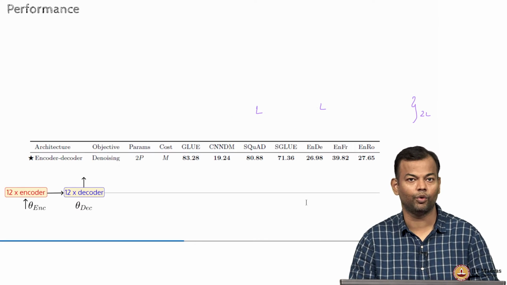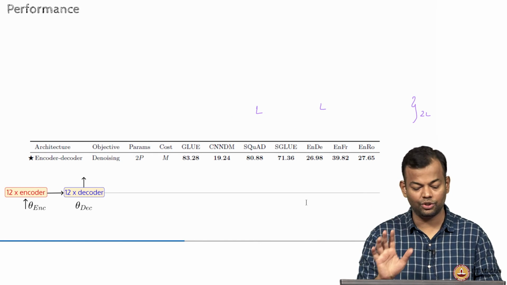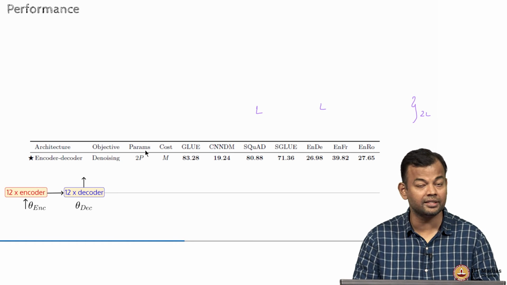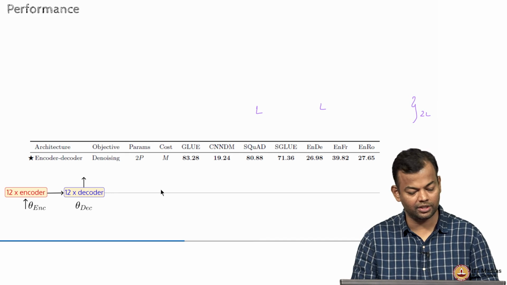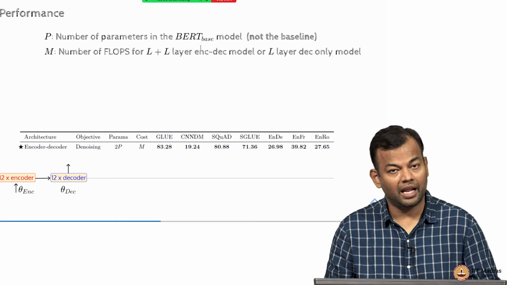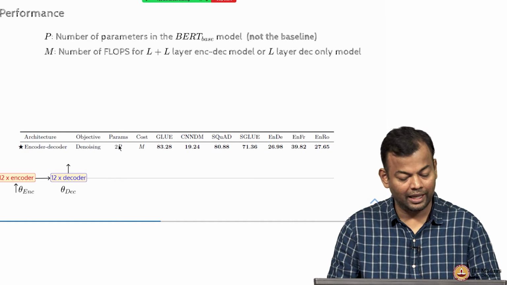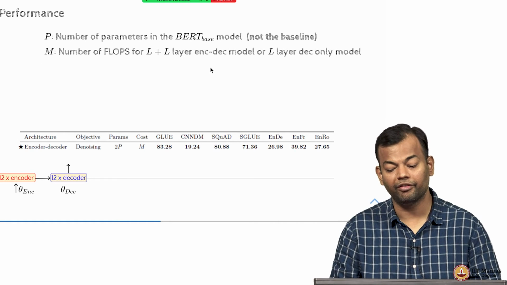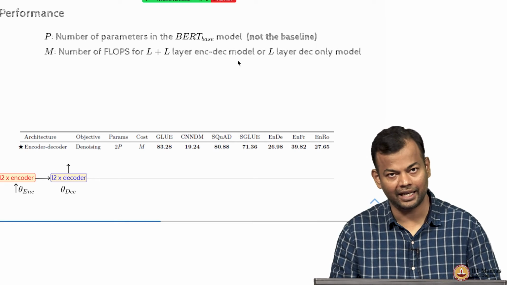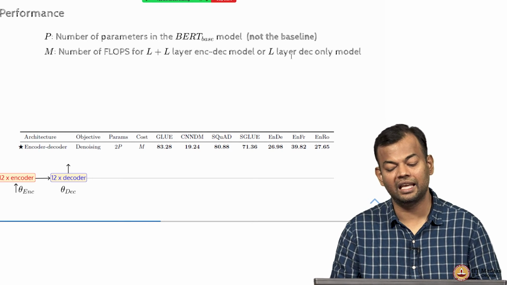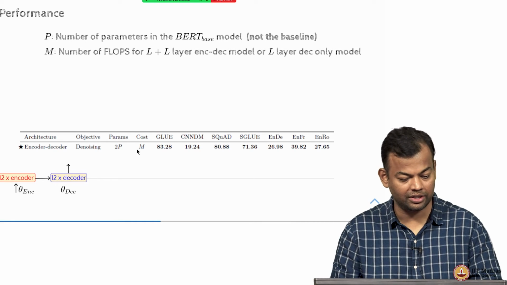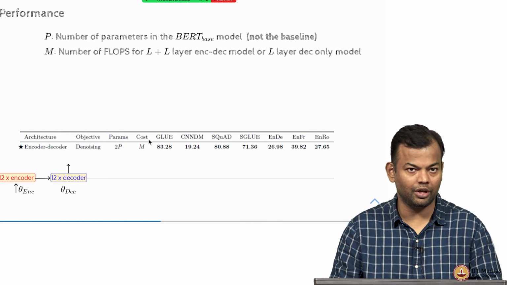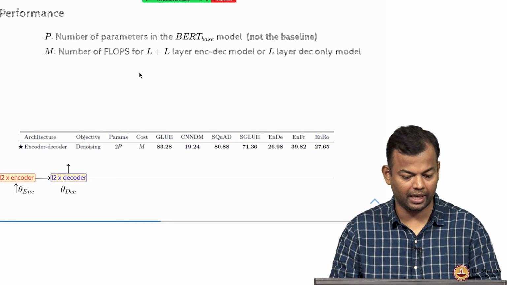So going forward, when we want to compare two things, we'll make sure that the number of parameters is the same, or at least we know what the difference is, or that the cost, which is the number of operations being done, is the same, right? P is the number of parameters in the BERT-based model. So this model had 2P. M is the number of FLOPs in an L plus L layer encoder-decoder model, which is the same as an L layer decoder-only or L layer encoder-only model, right? So that cost is the same. So the cost does not increase, but the number of parameters is 2 times.